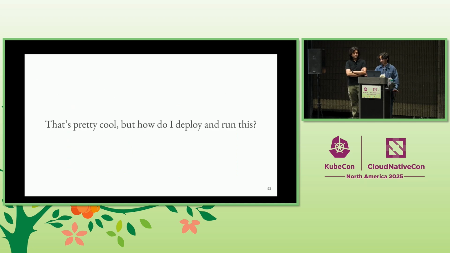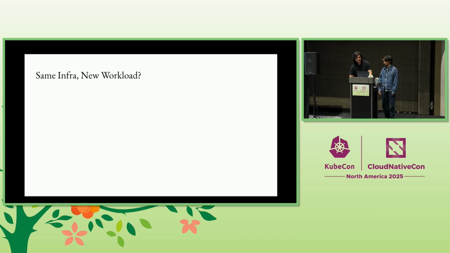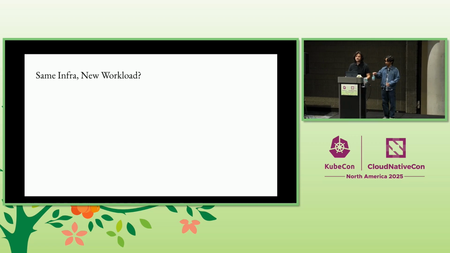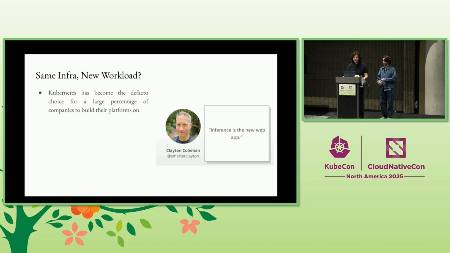So that's all pretty cool, and I hope that has set up some of the context of LLM inferencing. How do we deploy and actually run this in production? Can we use existing infra? Can we use the same infra but then run a newer workload on top of it? I think it's a fair statement to make that Kubernetes has become the de facto platform for most infrastructure platforms in companies, or the infrastructure layer for these companies.